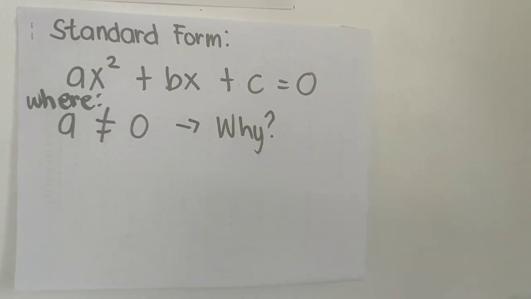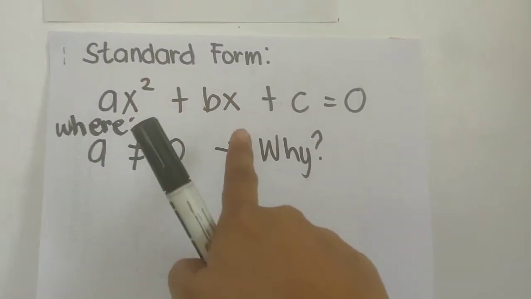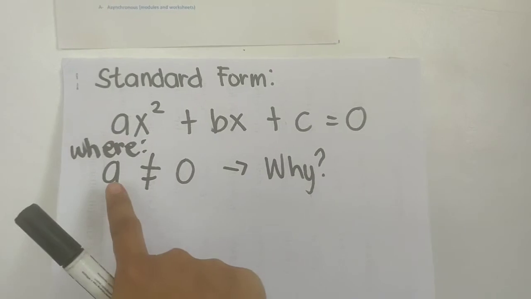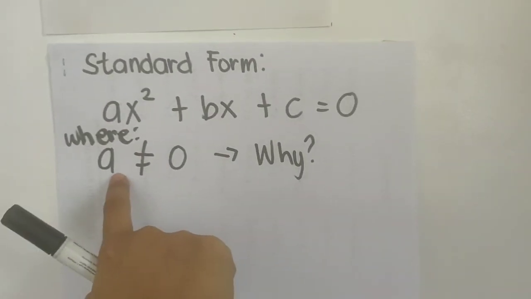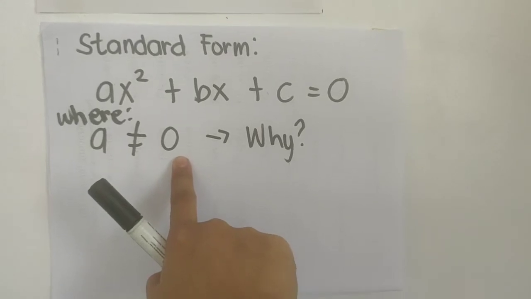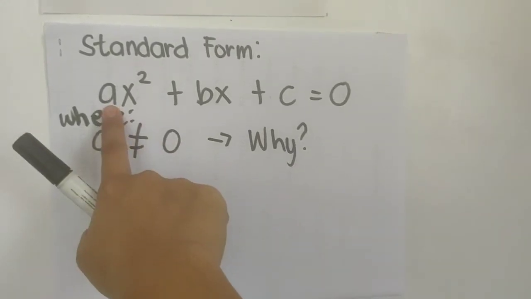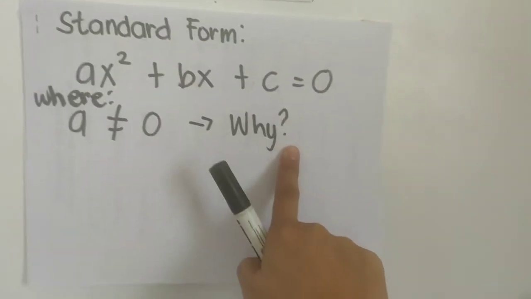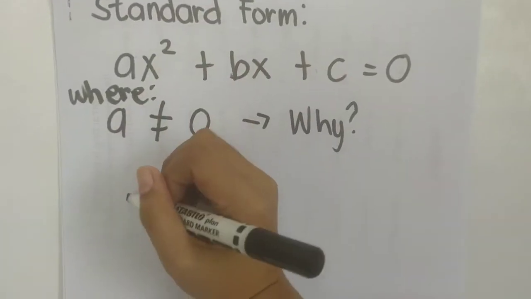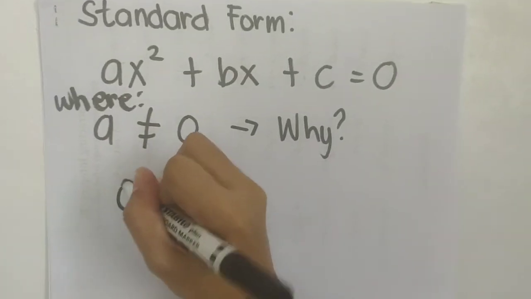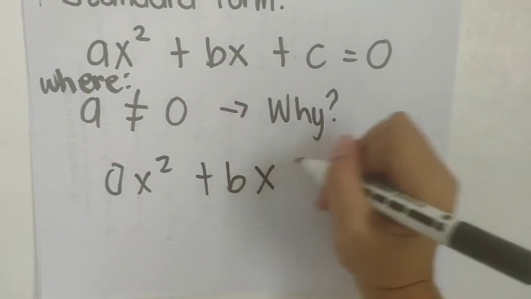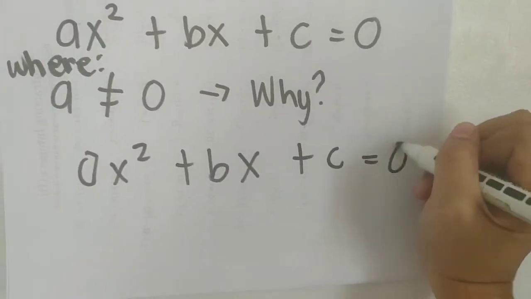So, ang standard form natin is ax squared plus bx plus c is equal to 0. Where, meron tayong restriction na dapat daw yung a natin must not be equal to 0. So, hindi pwedeng maging 0 yung value ng a natin. Bakit? Okay, so let's try. Paano kapag naging 0 nga yung a natin? So, magiging 0 x squared plus bx plus c is equal to 0.